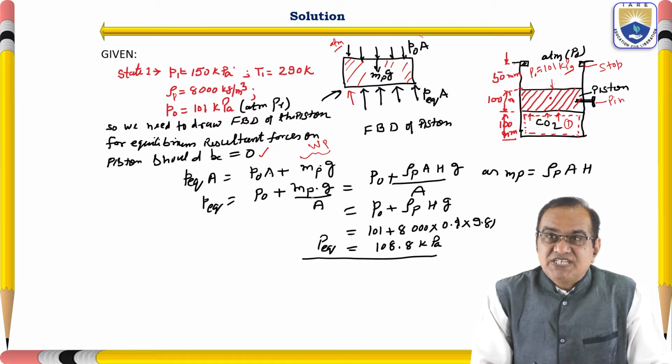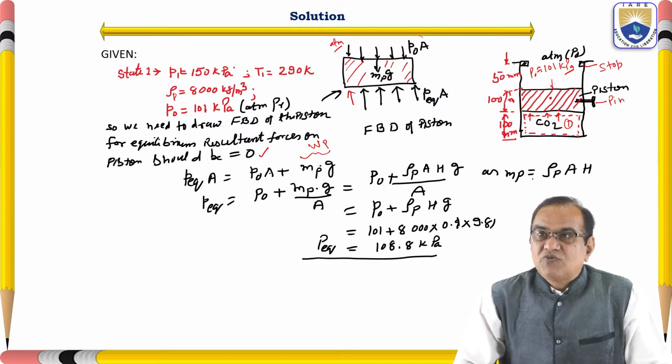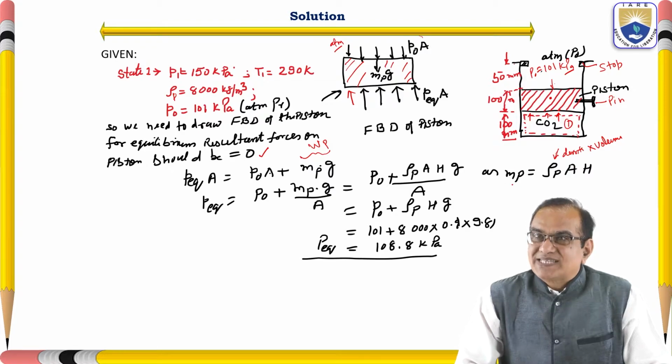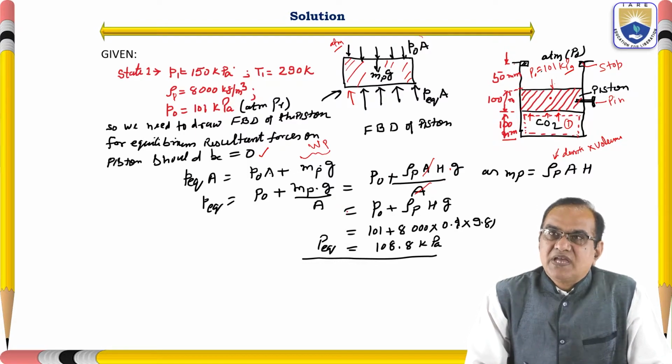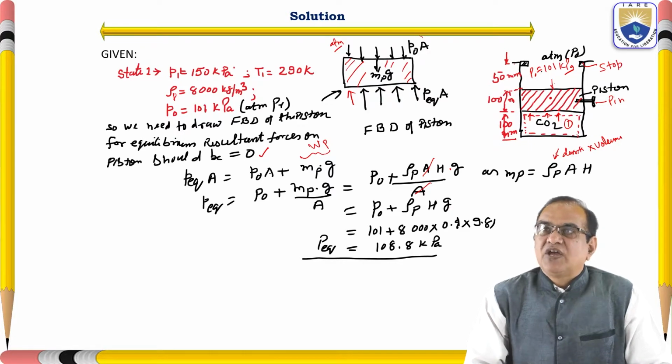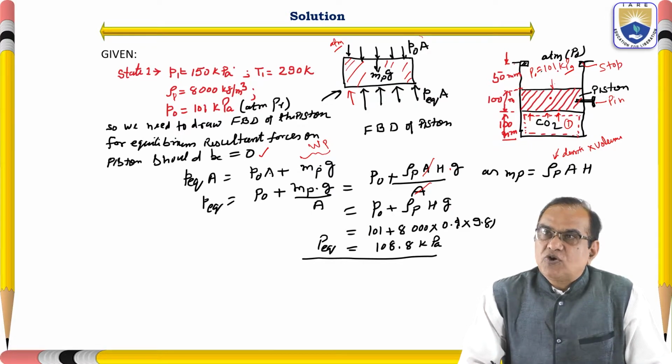Now we know that mp is equal to rho into volume, where rho is the density and Ah is the volume of the piston. Density into volume is mass, so mp is equal to rho p A h. So rho p A h into g divided by A, so A is cancelled. Here we get P equilibrium is equal to P naught plus rho p into height into g.